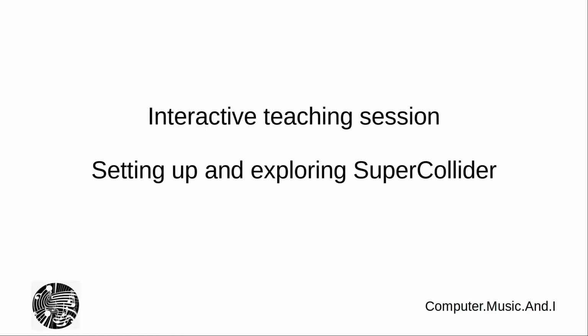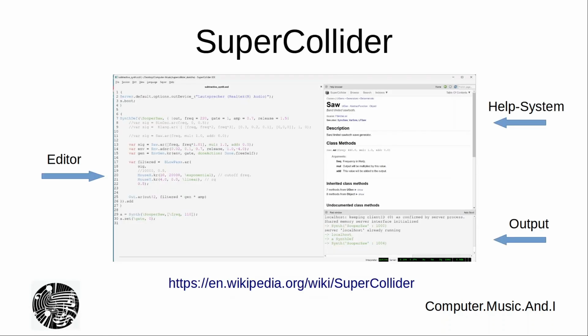Alright, in our interactive teaching session we've been setting up and exploring SuperCollider, and we've seen that SuperCollider is an integrated computer music system consisting of an IDE which contains an editor. This editor allows us to enter code within the SuperCollider language. We also have an interactive help system on the right side which we can use to explore the functionality of SuperCollider. And of course we've got an output.